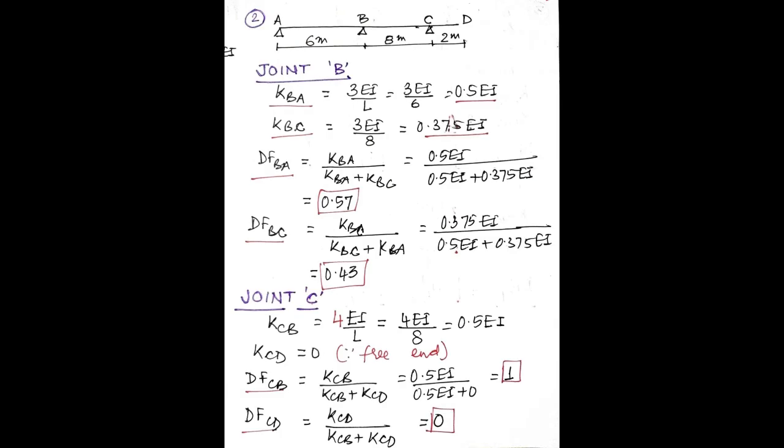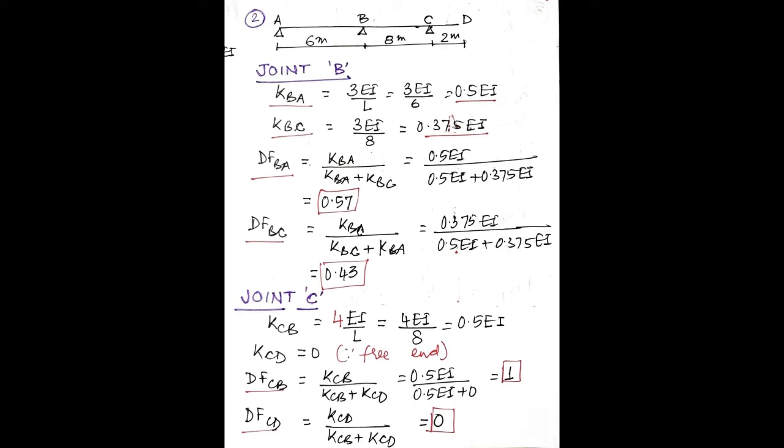Let us see the second example. Now here ABCD is a continuous beam. AB is of span 6 meter, BC is 8 meter, and CD is an overhanging part. So the D end is the free end and it is of 2 meter. We have to find the distribution factor for this beam. Now see, there are two intermediate joints for which we have to find the distribution factor.